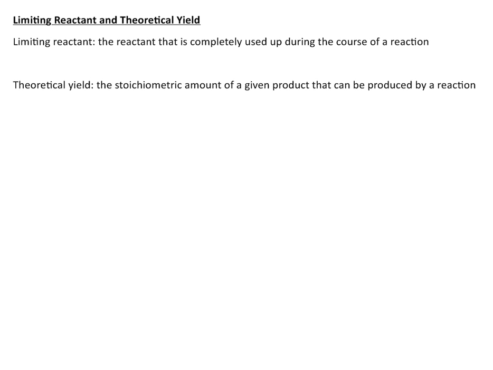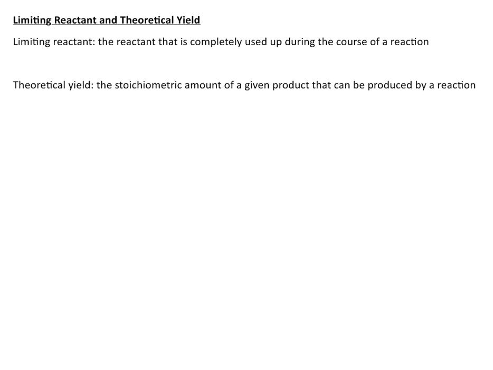Alright, this video is on limiting reactants and theoretical yield. Just a couple quick definitions. Limiting reactant is the reactant that is completely used up during the course of a reaction. And theoretical yield is the stoichiometric amount of a given product that can be produced by a reaction.